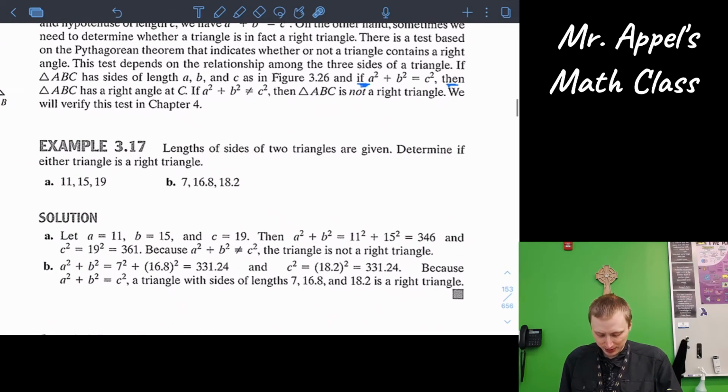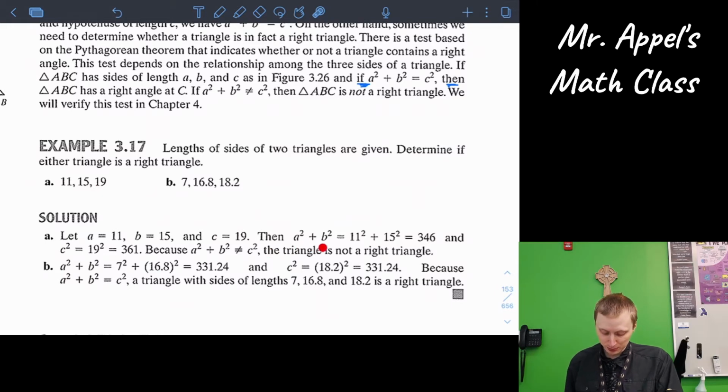So let's try this test. Lengths of sides of two triangles are given. Determine if either triangle is a right triangle. We've got 11, 15, and 19. Okay, let's test. So we'll set A to be 11, B to be 15, and C to be 19. How do we know C gets to be 19? C is always the biggest one.